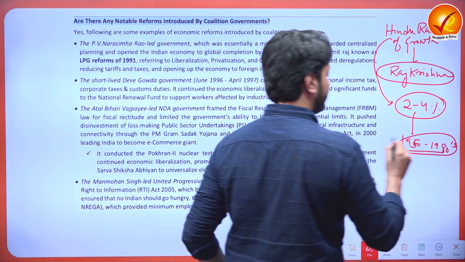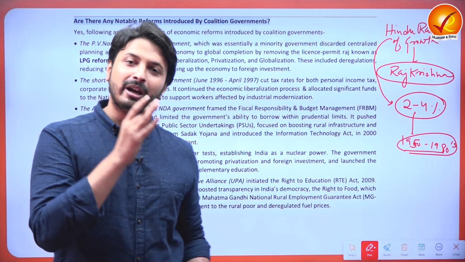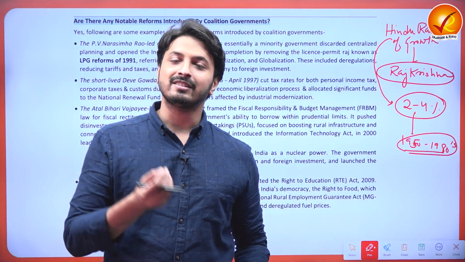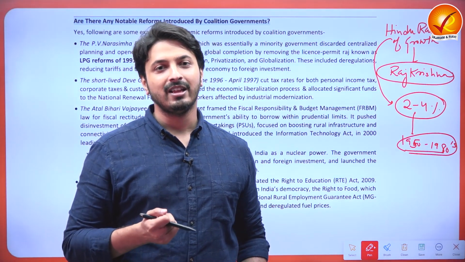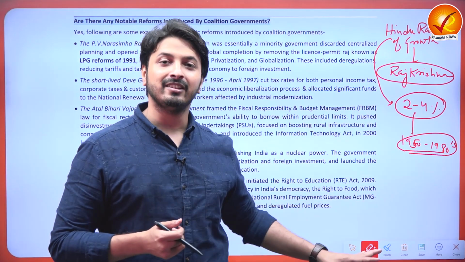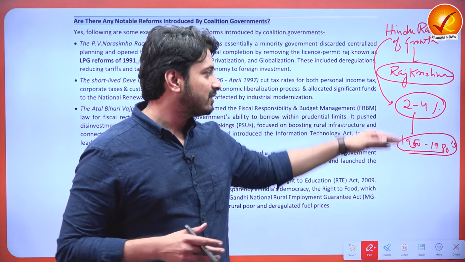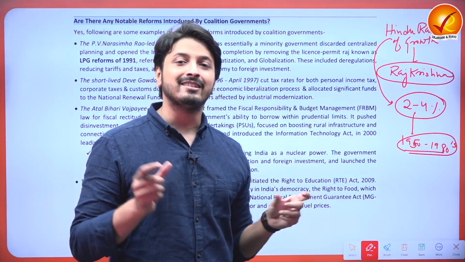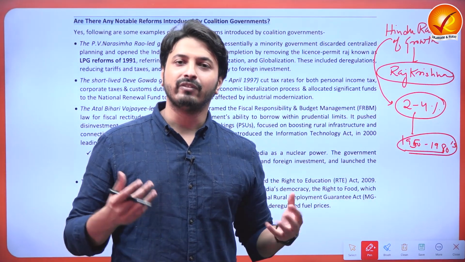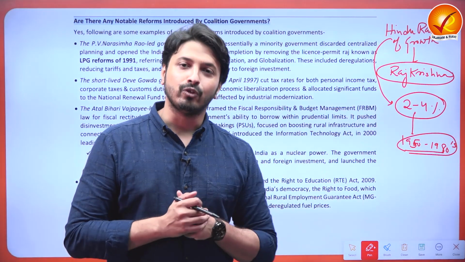And one thing we need to note over here, that from the 1950s to the 80s we were having a single party majority government, and that particular period is notoriously known for its Hindu rate of growth, which was basically to denote the very sluggish rate of growth of the Indian economy, ranging from 2 to 4%.